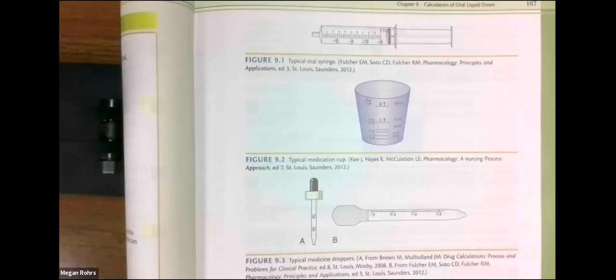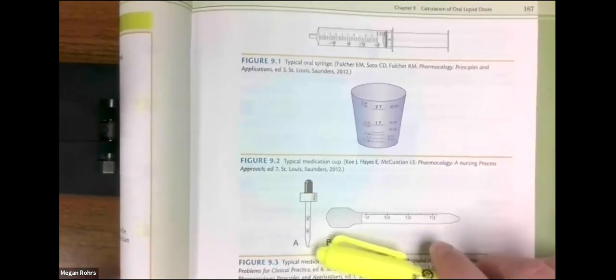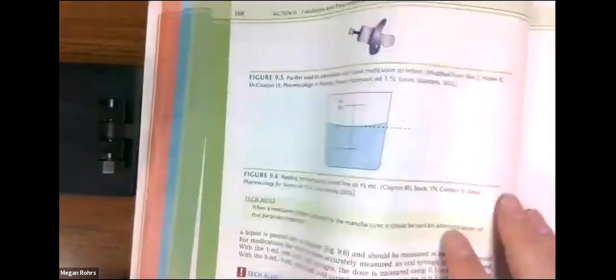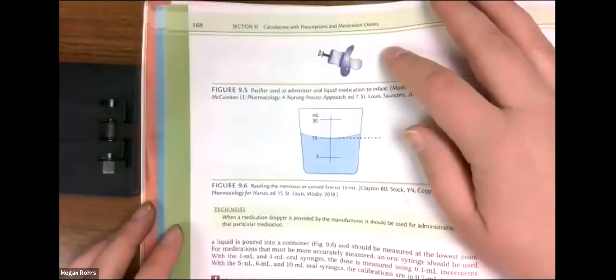So here are some examples in your book. I'm on page 167. Just some examples of some administration devices. So you see the oral syringe, the medication cup, the droppers here, and then the dose spoons. And then on page 168, you can see those medicated pacifiers that are sometimes used now.